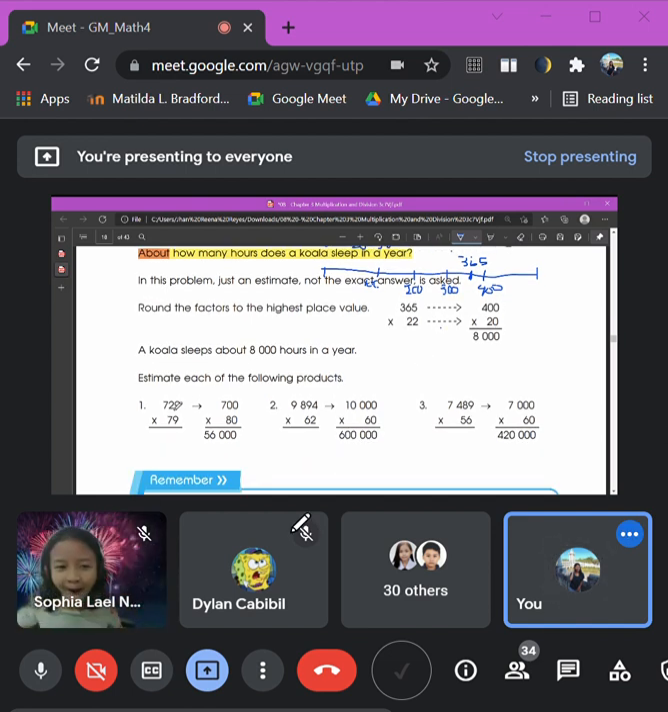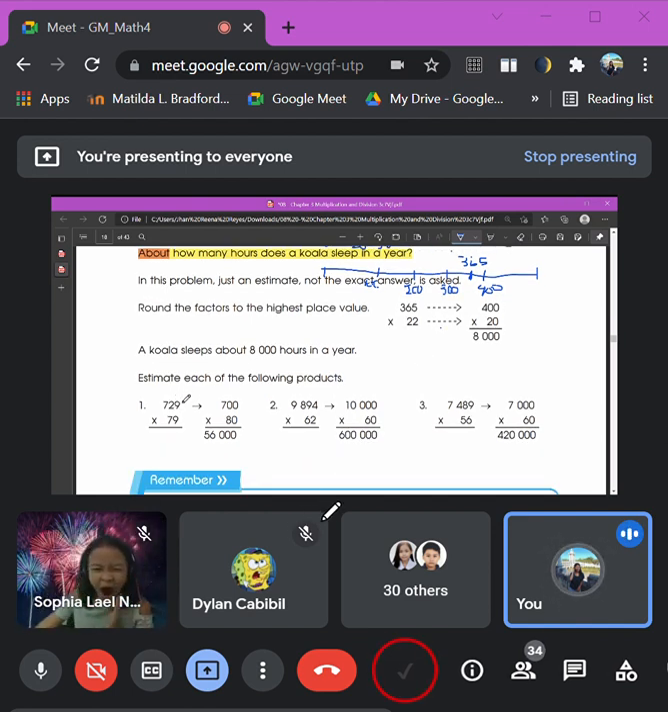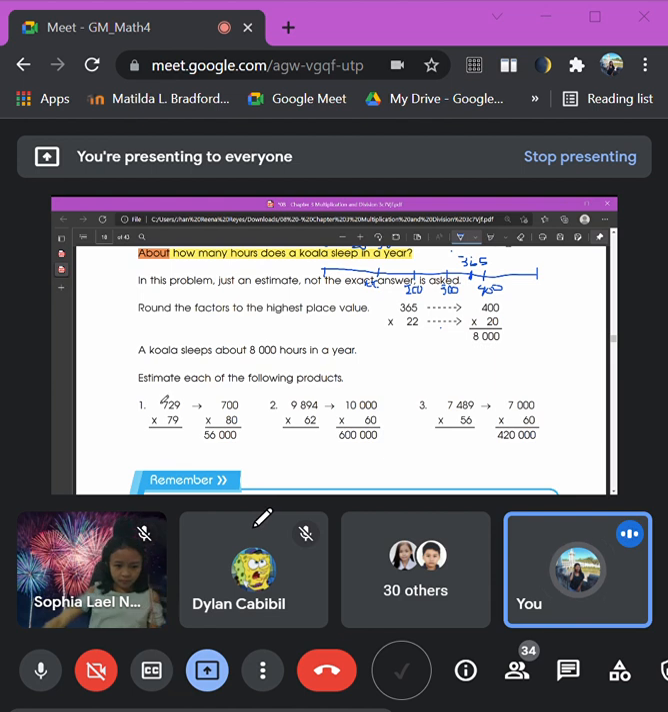So we have, as you can see, 729 times 79. So tanaw lang gyud gihapon ta sa iyahang highest place value and then sa iyahang tapad. And then you are going to identify if we're going to round it up or round it down. So we have here 729. So from 729, it became 700. And then times 79. So 79, ato siyang ma-round up into 80.